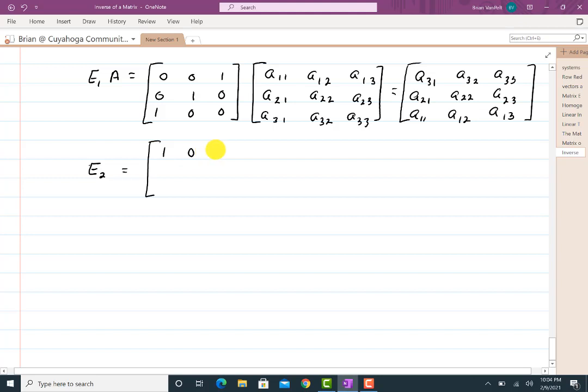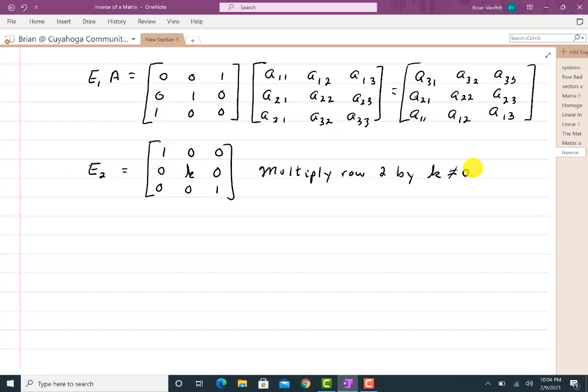Start with the identity, but then let's say we multiply the second row by some sort of a non-zero scalar. So I multiply row 2 by k, and of course k is not equal to 0. It will actually work if k equals 0, it's just you never really want to zero out a matrix. And plus, if you do multiply by 0, you'll lose the ability to perform an inverse.